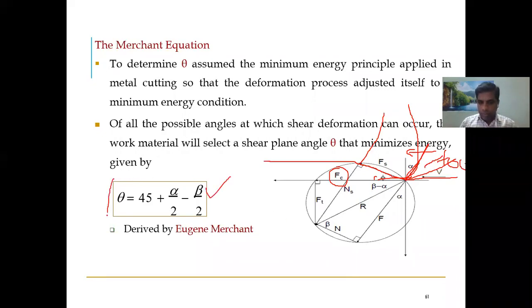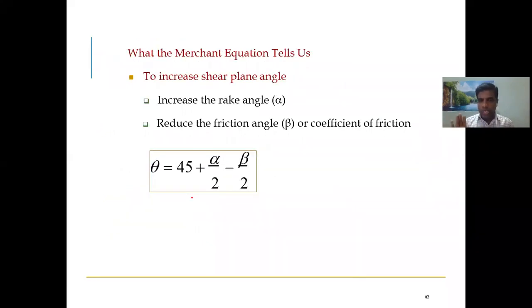So everybody remember this also, Merchant equation. Previously the tan of your shear angle, now only directly the shear angle you calculated by 45 plus alpha by 2 minus beta by 2 by Merchant's equation. So depending upon your question, your formula has to be there. So what does the Merchant equation tell us? To increase the shear plane angle, just now whatever I told you, increase the rake angle. If increasing the rake angle, definitely the shear plane angle is increasing. And reducing the friction angle also, your shear plane angle is increasing, right?